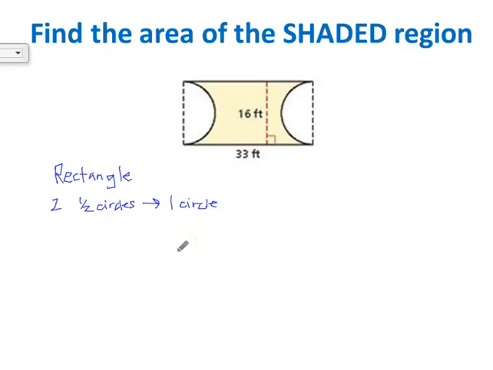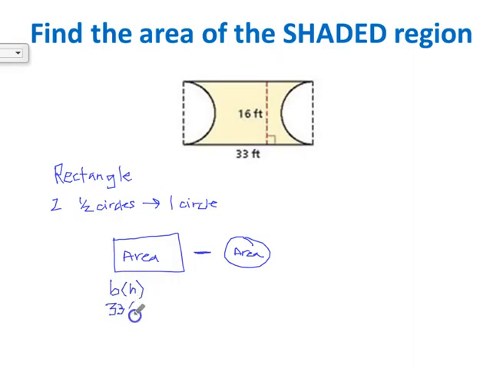So how are we going to find just the area of the shaded region? Well, if we find the area of our rectangle and subtract out the area of the circle, we'll be left over with just the area of the shaded region. So let's go ahead and do that. Area of the rectangle. What are we going to do? Base times height? Yep, we sure are. What's the base? 33. And what's our height? 16.